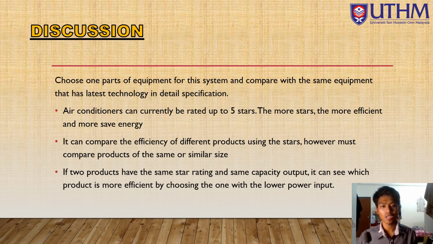Okay, for the discussion, choose one part of equipment for this system and compare with the same equipment. First, air conditioners can currently be rated up to 5 stars. The more stars, the more efficient and the more energy saved. Second, we can compare the efficiency of different products using the stars. However, we must compare products of the same or similar size. If two products have the same star rating and same capacity output, we can see which product is more efficient by choosing the one with the lower power input.